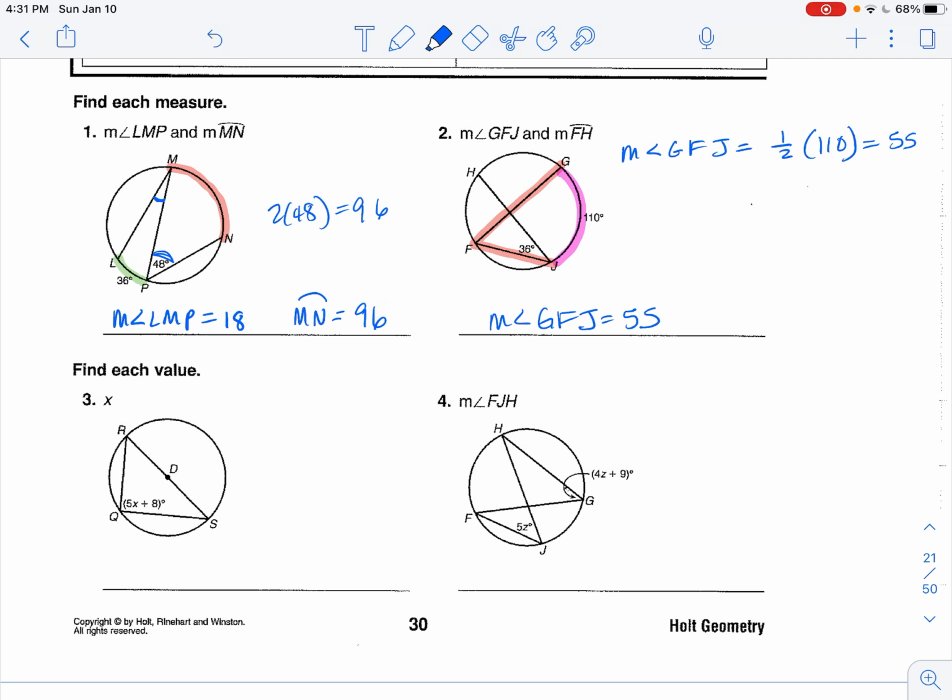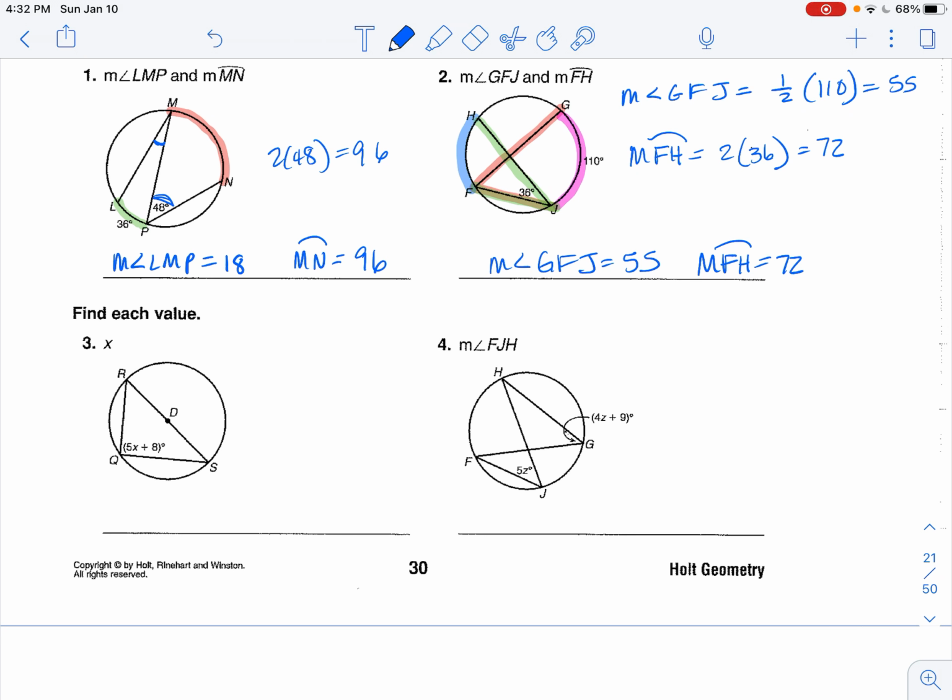All right, the next one we're looking at is arc FH. So the measure of the angle is half of the arc. So if I have the angle HJF, and that's 36, well then I need to multiply it by 2. So the measure of arc FH is equal to 2 times the angle, and that's going to give me 72. So the measure of FH is equal to 72.